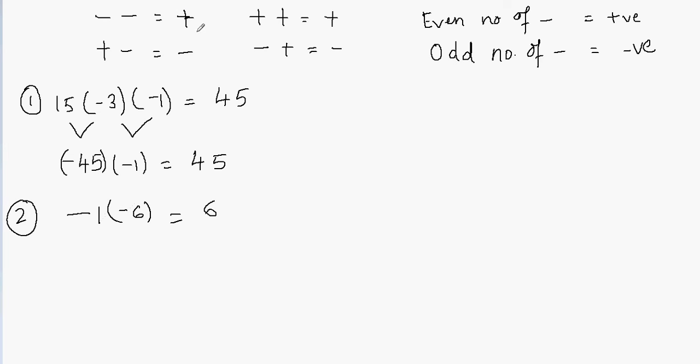So you know that your answer will be positive. So you can just ignore the signs since your answer will be positive. And then you multiply both numbers. 1 times 6 will give you 6. So either method is okay.